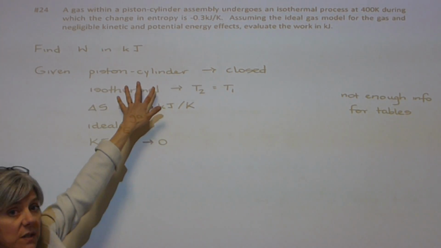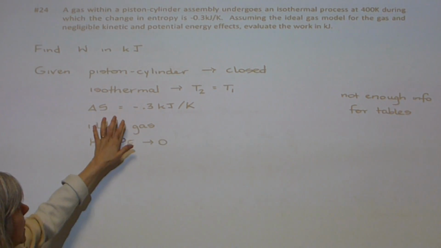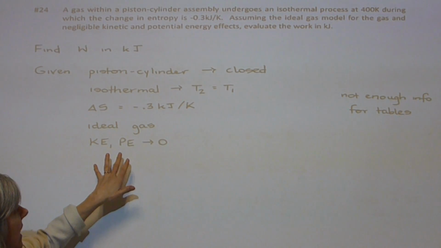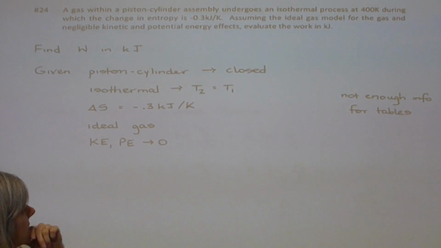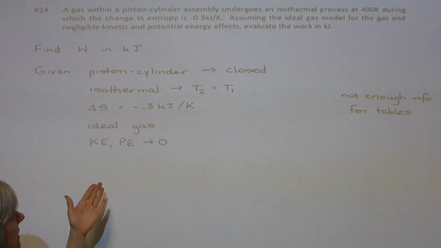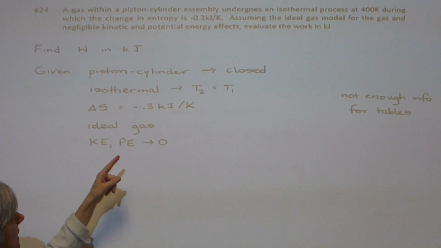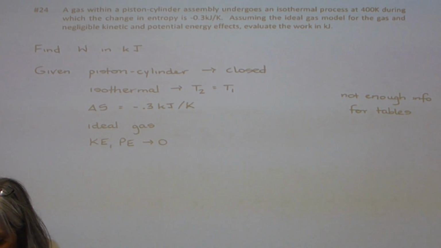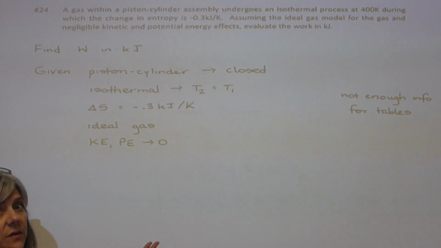We're given these things. We know piston cylinder simply means it's a closed system. Isothermal means the temperatures are the same. We know the change in S. We know it's an ideal gas. And we know that kinetic and potential energy are negligible. So looking at this, we don't really have a lot of information. I mean, we have a temperature, and that's about it. So not really enough information for the table, partly because it's a gas, and we don't know which gas it is. If we knew the gas, temperature would be enough, but we don't have that.